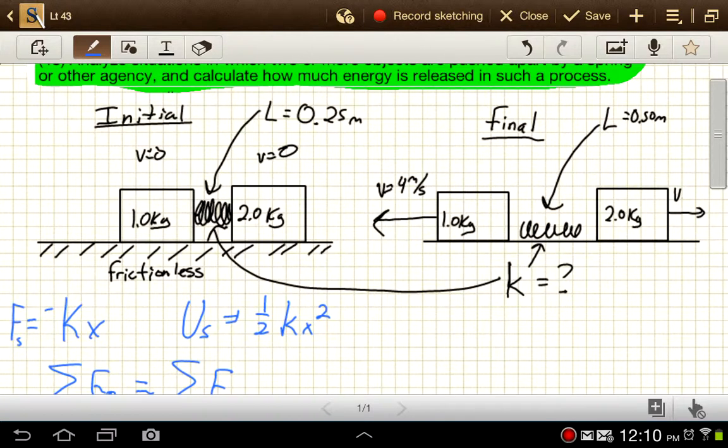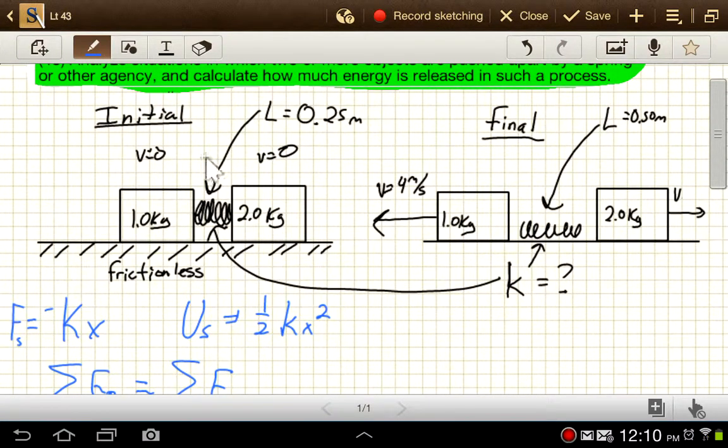Well, velocity appears in a number of different equations, but when we have both an initial and a final state like this, with two separate objects that are changing how they move, that kind of screams momentum. Look at momentum for this situation. We know that momentum has to be conserved for any closed system. We've got our three objects here, if we include the spring.